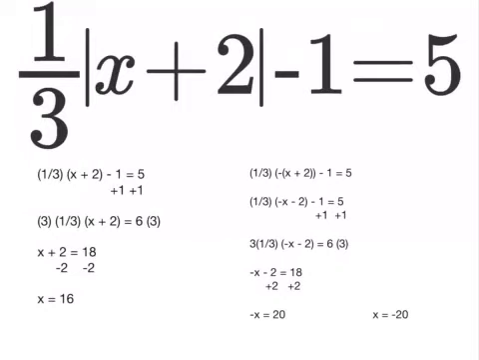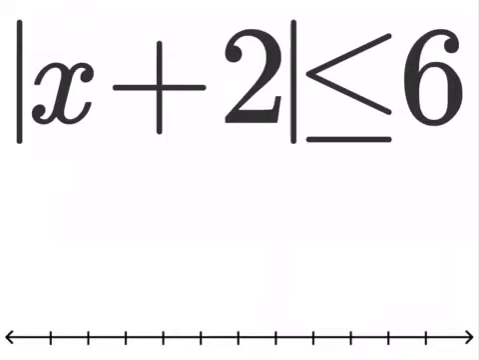Now that we've done some absolute value equations, let's look at a few absolute value inequalities. The absolute value of x plus 2 is less than or equal to 6. Absolute value inequalities work pretty much the same way as absolute value equations. We just have to take into account what our inequality says. So, originally I would just write this as x plus 2 is less than or equal to 6, forgive me. I would subtract 2 on both sides. x is less than or equal to 4.